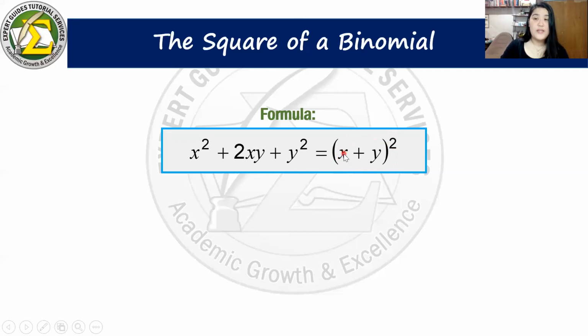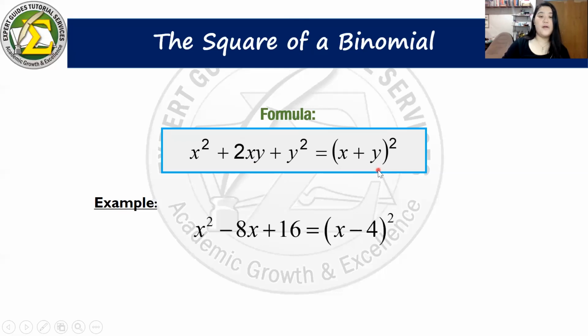And then you're going to get twice the product of the first and last terms. What does that mean? You're going to multiply x times y times 2. So twice the product of the first term and last term, or in formula, that is 2xy. And then you're going to add the square of the last term, which is y squared.